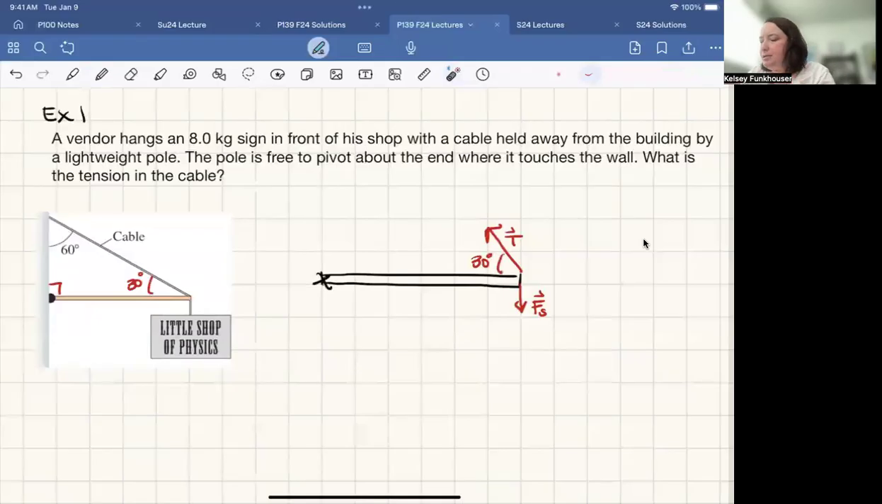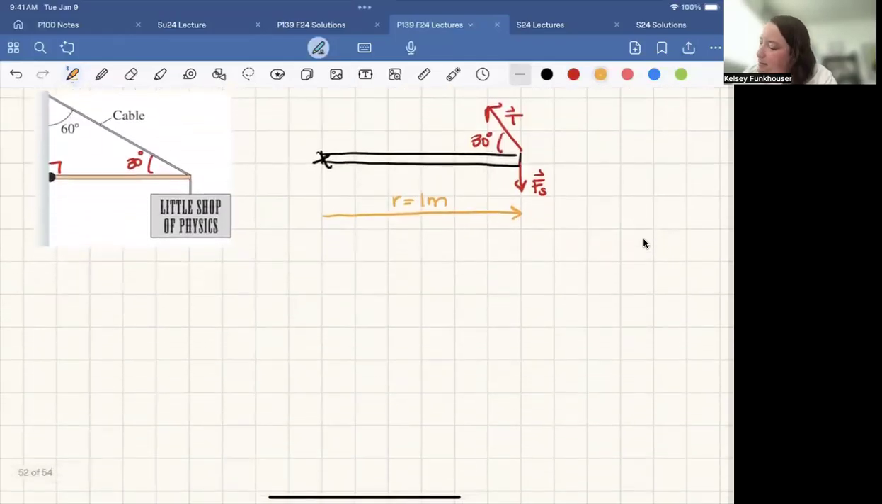Another example will show that, but just so you know, in this example we don't have to do it because it doesn't give us a mass of the pole and it says it's lightweight, which is just physics language for you can ignore its mass. And then the other thing with torque is the distance, and I don't think the prompt actually says, but this is a 1 meter long pole, and both of the forces are acting at that length. So that's nice, it simplifies things.